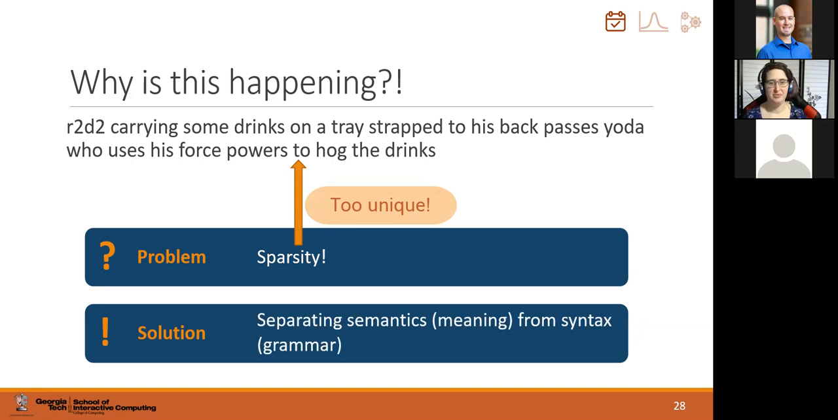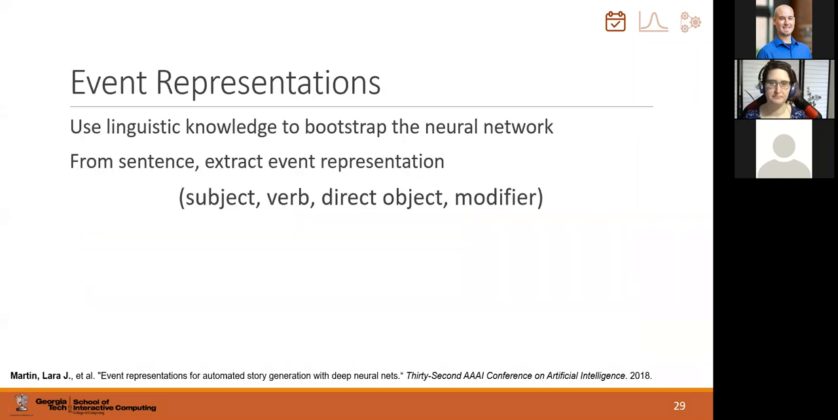So the way that I approached it was by separating semantics, the meaning, from the syntax, the grammar, using these event representations that you were supposed to read about. But this actually creates more overlap in the data. So you will see these events occur more than once, and then hopefully the network can pick up on these patterns. So the event representation that I initially used was this subject, verb, direct object, and a modifier.